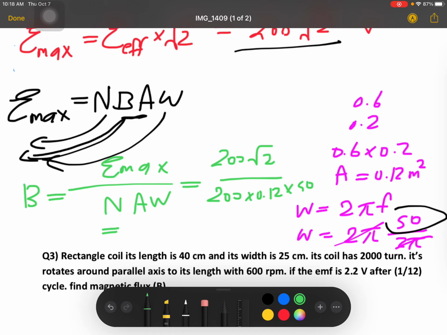on the calculator it will be 0.235 Tesla, the unit of the magnetic field density.